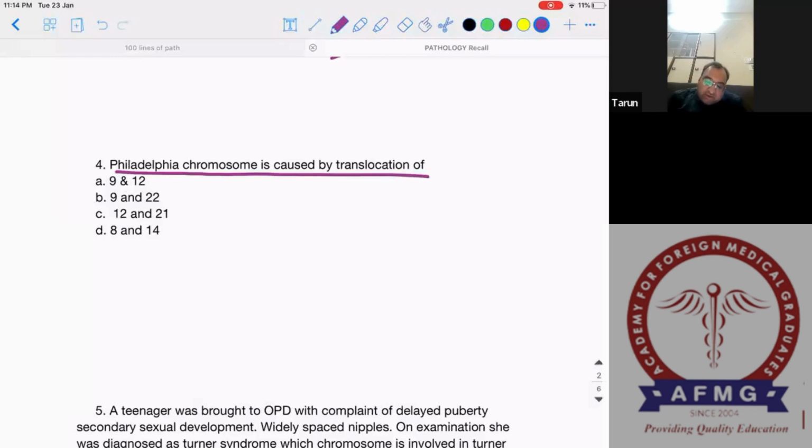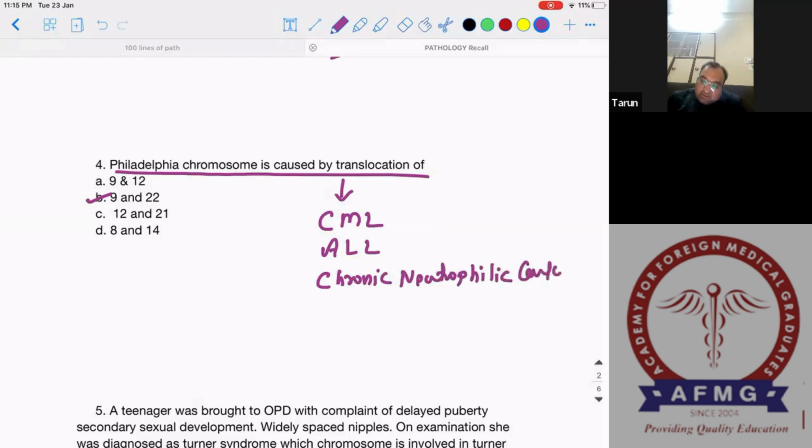The 9;22 translocation is also called the Philadelphia translocation, and this Philadelphia translocation is commonly seen in CML cases. It is also seen in ALL cases. It is also seen in CNL, chronic neutrophilic leukemia cases. So these are the three conditions where it can be seen: chronic neutrophilic leukemia, acute lymphoblastic leukemia, and CML, which we all know, chronic myeloid leukemia.